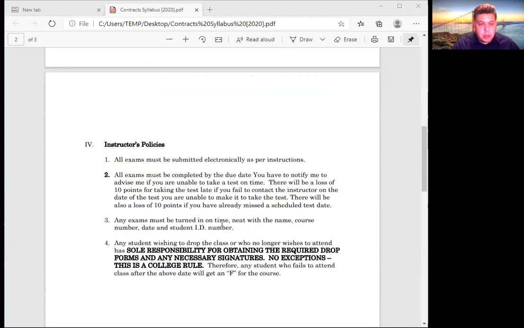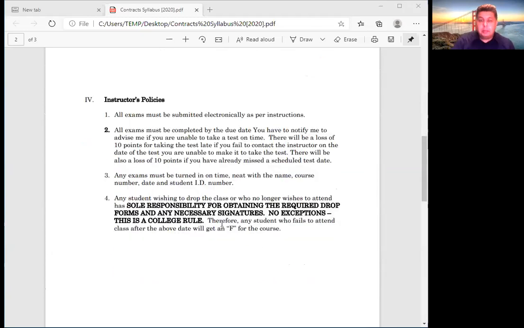Some instructors' policies, nothing major, guys, just basically about the exams. I do expect the exams to be submitted on time. Basically, I'll give them to you. And since we meet Thursdays, the material goes up on Thursdays, and you'll have until the following Thursday to do the exam. So you'll basically have a week to do it.